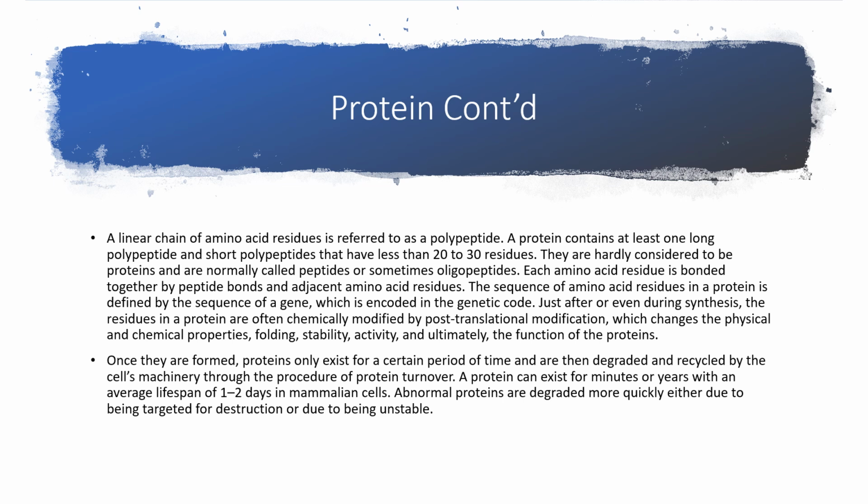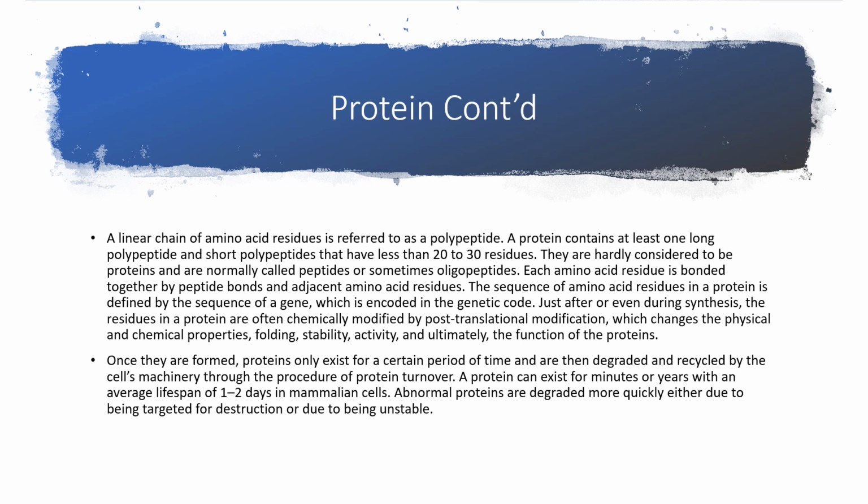Each amino acid residue is bonded together by peptide bonds to adjacent amino acid residues. The sequence of amino acid residues in a protein is defined by the sequence of a gene, which is encoded in the genetic code. Just after or even during synthesis, the residues in a protein are often chemically modified by post-translational modification, which changes the physical and chemical properties, folding, stability, activity, and ultimately the function of the proteins.